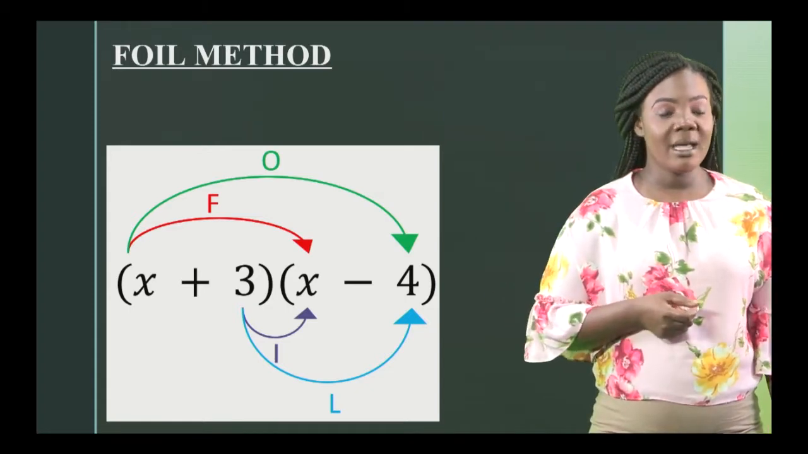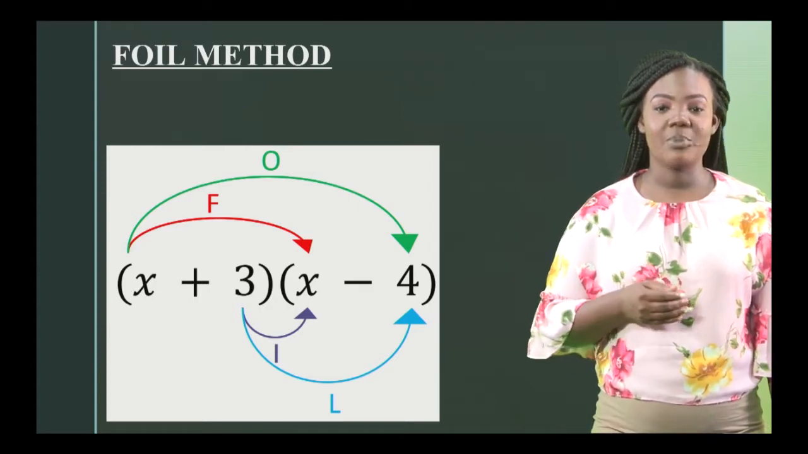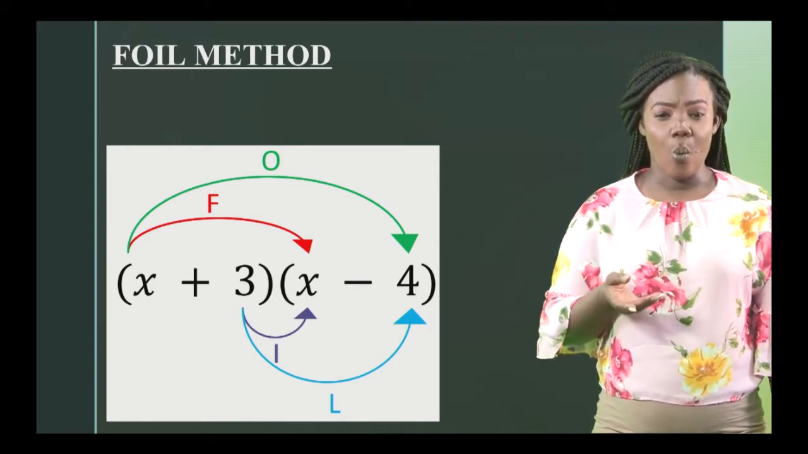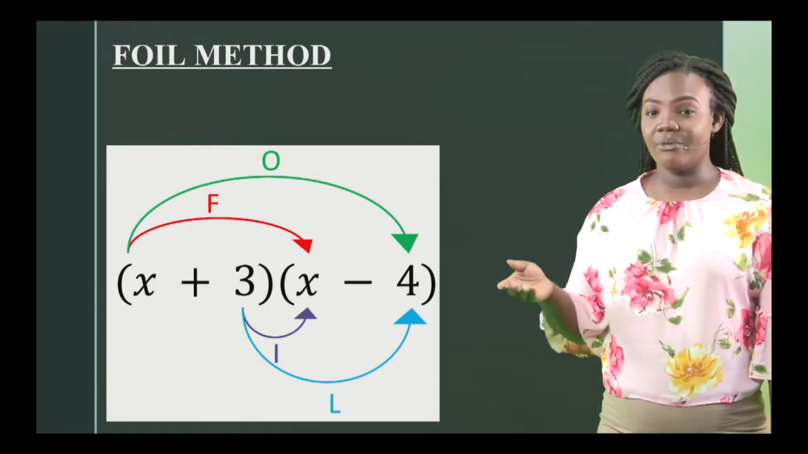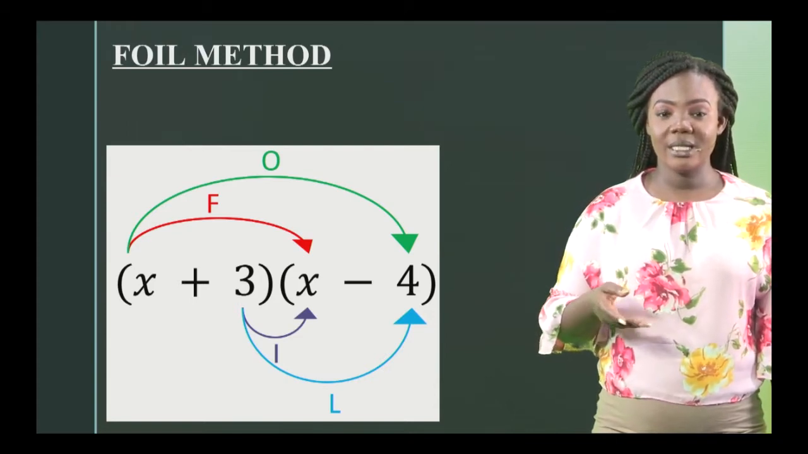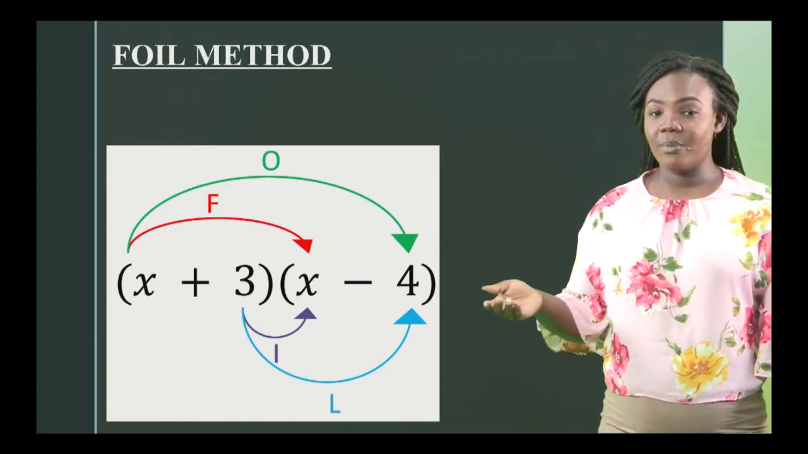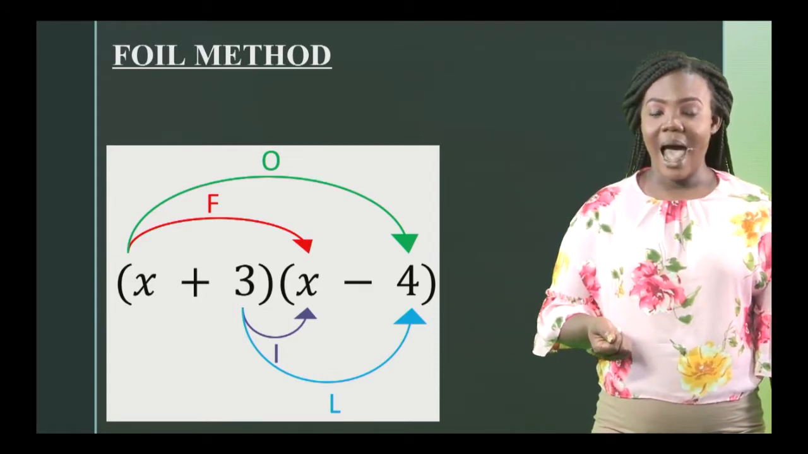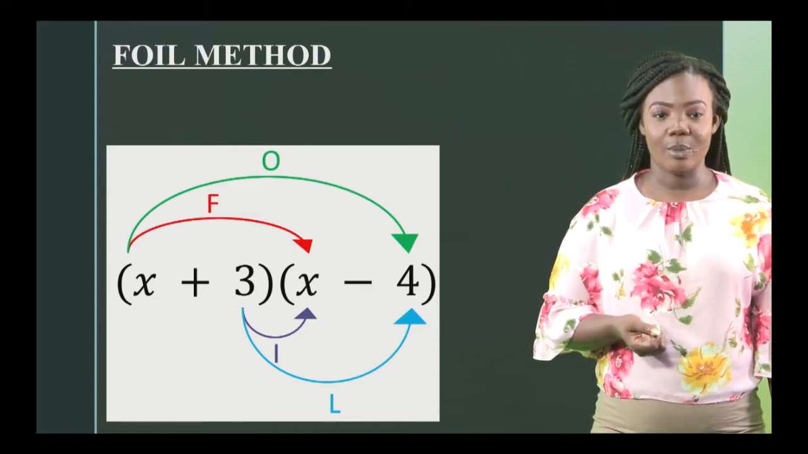Now I want you to make note of what I'm about to tell you, because this will be your guiding light for expansion of binomials. Here we're going to look at the FOIL method. What is the FOIL method? From the first bracket, we multiply it to the first term in the second bracket. From the first bracket, we multiply it to the outside term of the second bracket. Now, from the first bracket, we multiply it to the inside term of the second bracket. And from the first bracket, we multiply it to the last term of the second bracket.